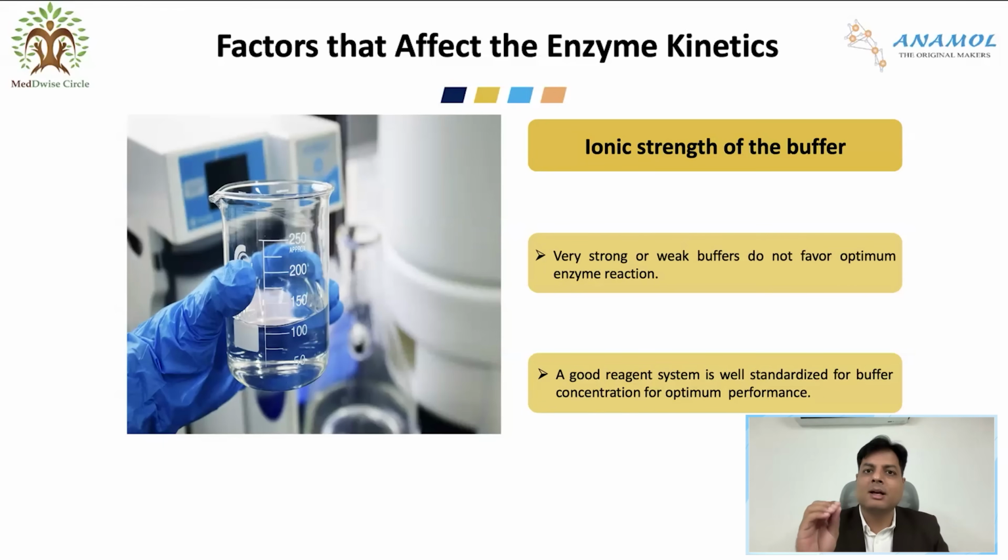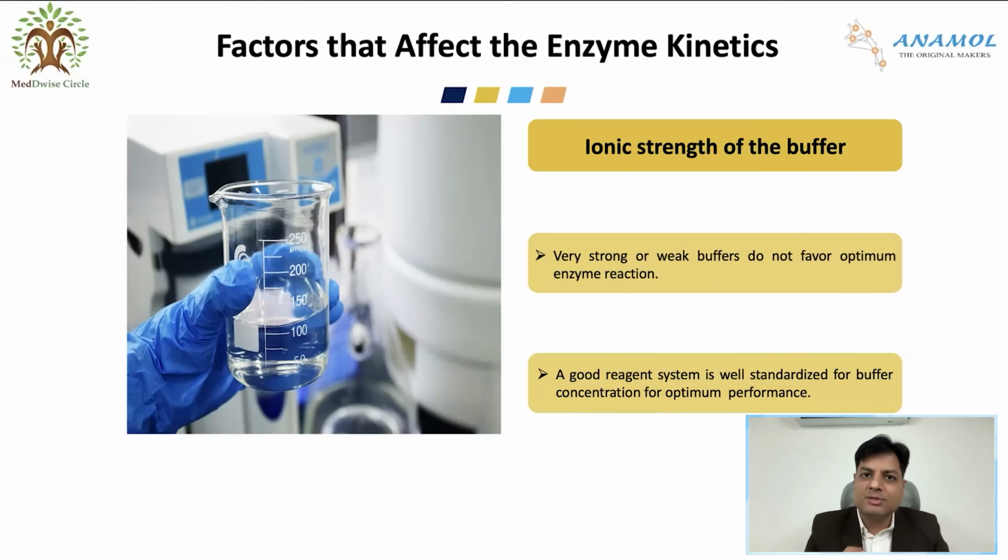So buffer is the actual scientific thing that resists the change in the pH. How much change in pH it will resist depends on whether the buffer is a weak buffer or a strong buffer. A weak buffer can resist the change of pH only to a limited extent, whereas a strong buffer can resist the change in pH to a good extent. Now, this particular concept is called the ionic strength of the buffer.